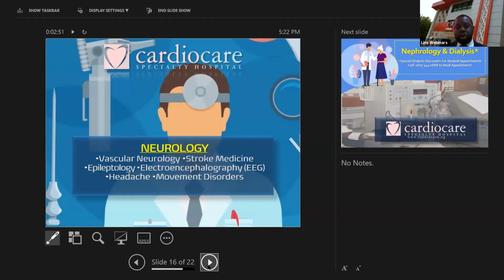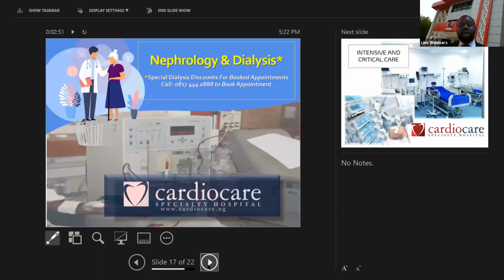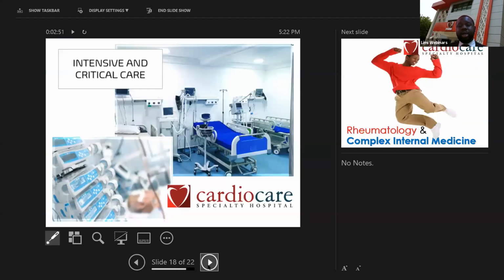This is the key team of neurologists for vascular neurology, strokes, seizures, movement disorders, EEG. And nephrology is also there. We do a great deal of dialysis. This is what our intensive care unit looks like. This is our high dependency unit actually. So when patients are very sick, like we talked about diabetes, we mount the IV infusions, and the nurse is here to monitor it.